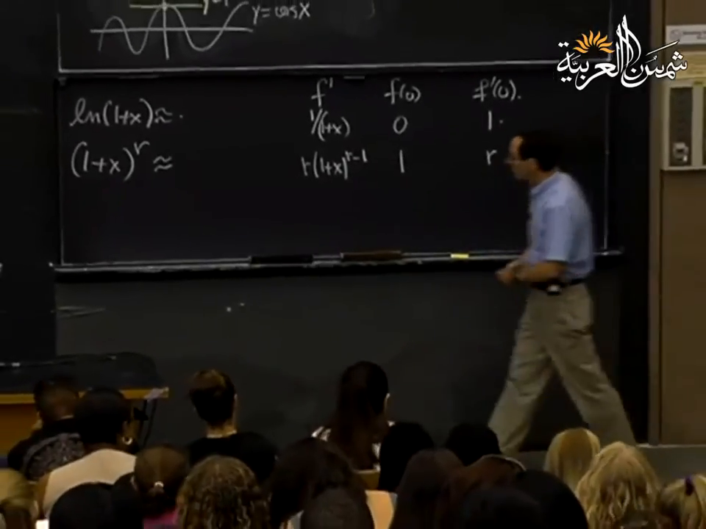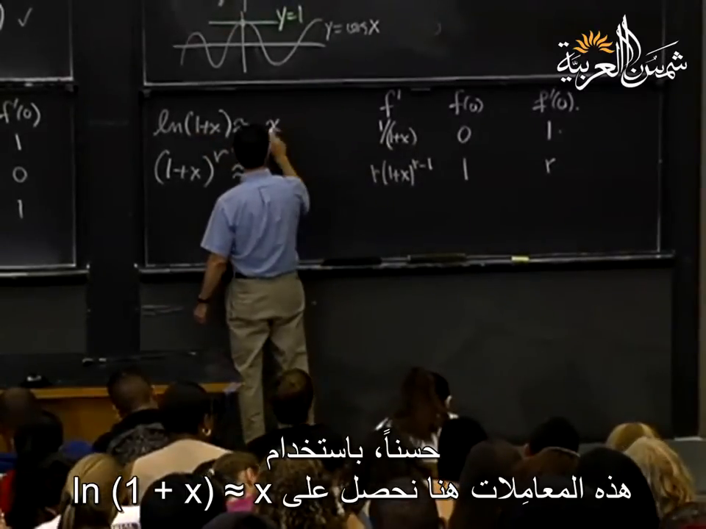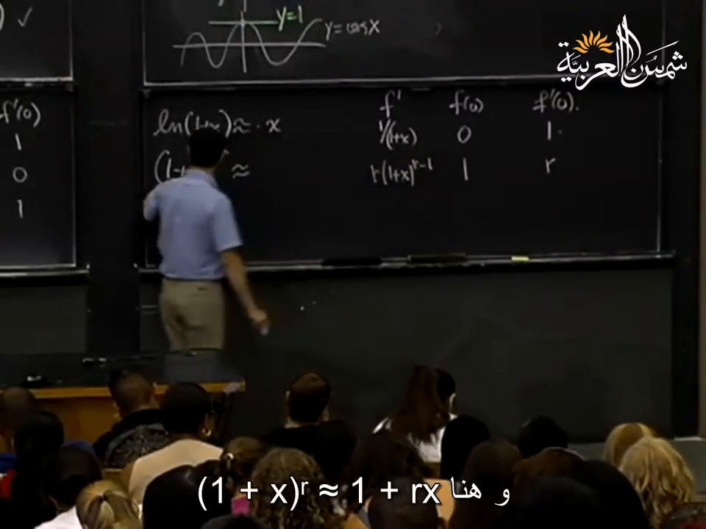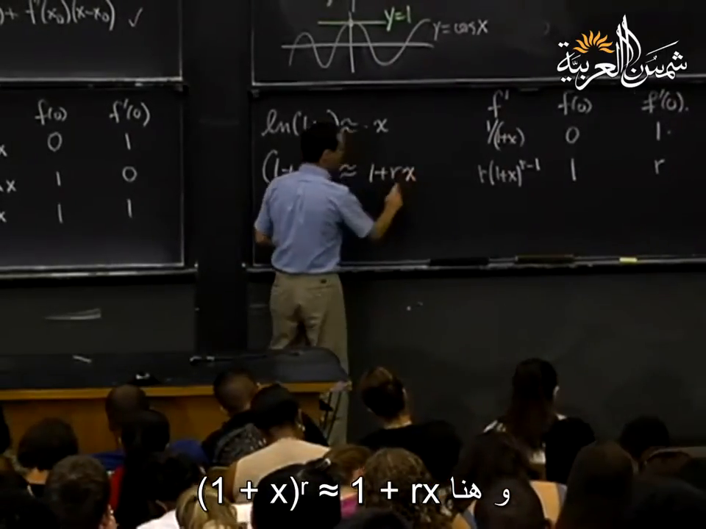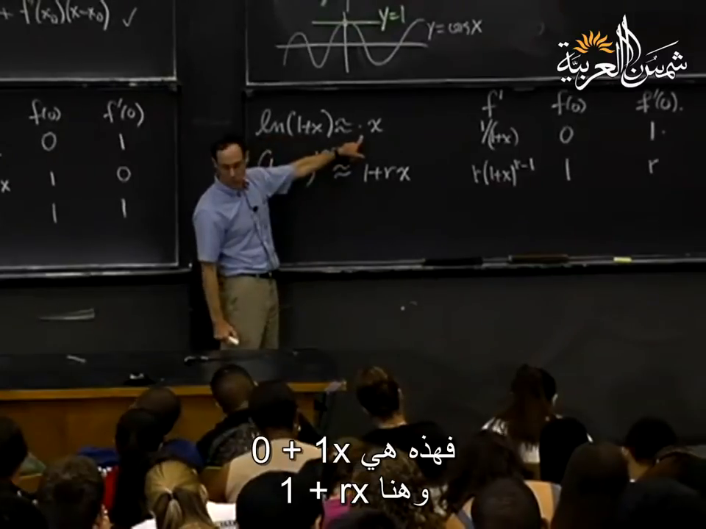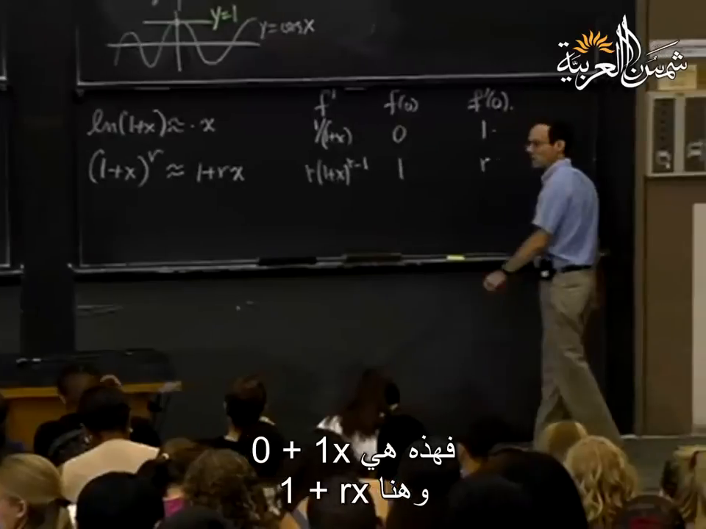So the corresponding statement here is that log of 1 plus x is approximately x, and 1 plus x to the r is approximately 1 plus rx. That's 0 plus 1 times x, and here we have 1 plus r times x.